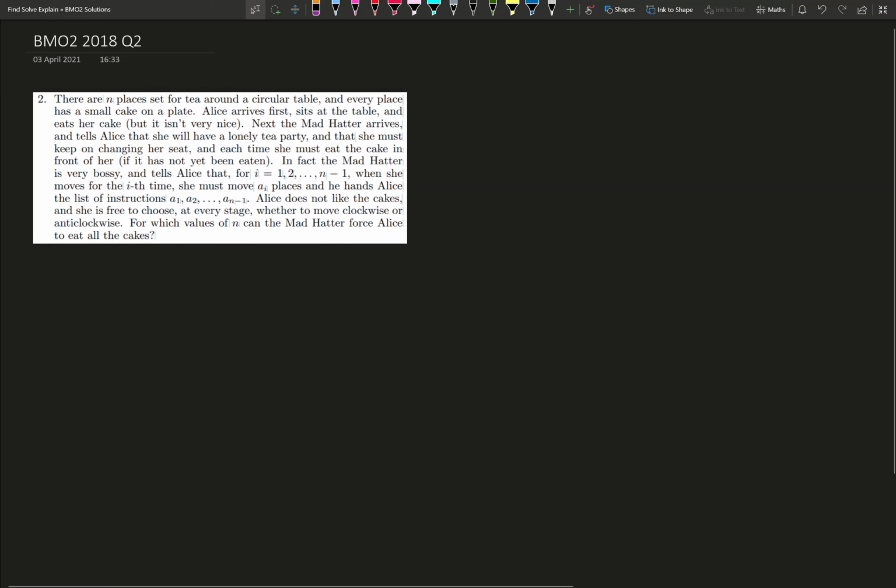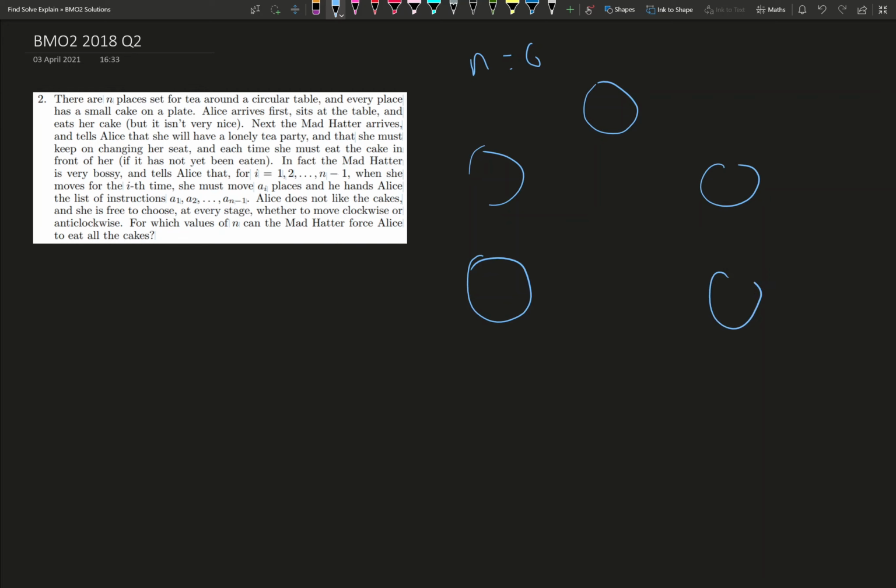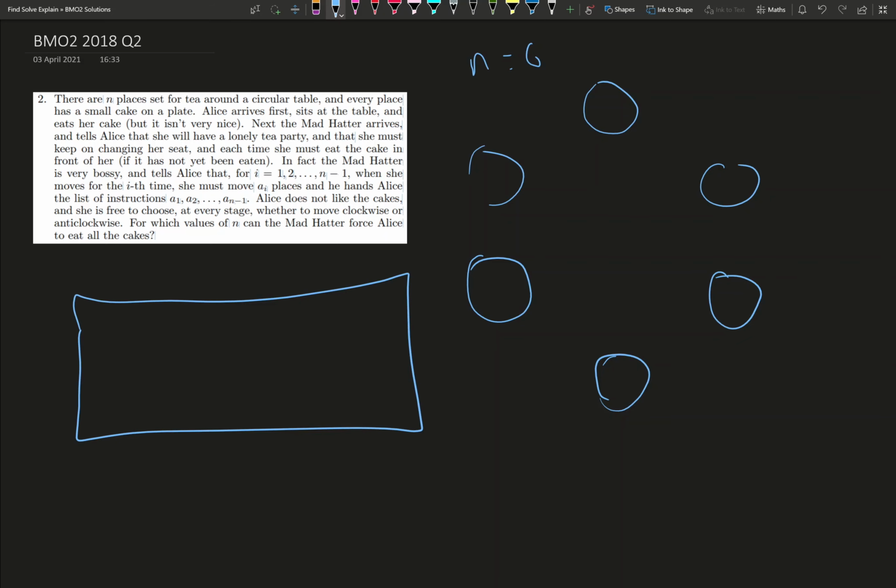Okay, so we can think of this question as, so let n equals 6. So there will be 6 plates. And the Mad Hatter wants her to visit each plate at least once. And so he gives her a slip of paper with these instructions. So if he says 1, then Alice can either go to this one or this one, assuming she starts here. But if he says 3, then she can go to this one only.